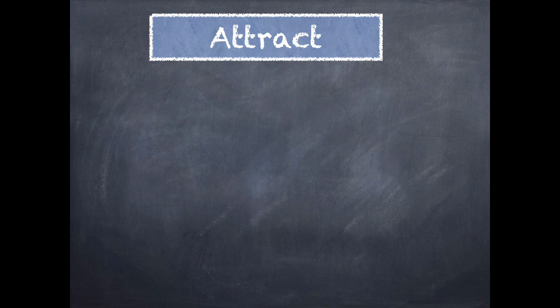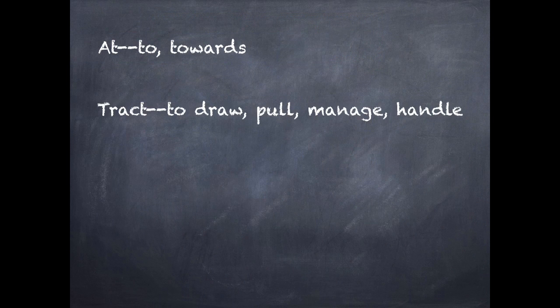We know that when we're attracted, we are drawn to someone. We are literally pulled to them. Look at this. Attract actually comes from two parts: at, which means to or towards, and tract, which means to draw, pull, sometimes manage or handle. So if I'm drawn to you, I'm attracted to you, and that's how the word attract gets its meaning.